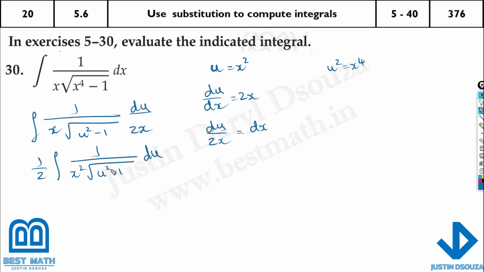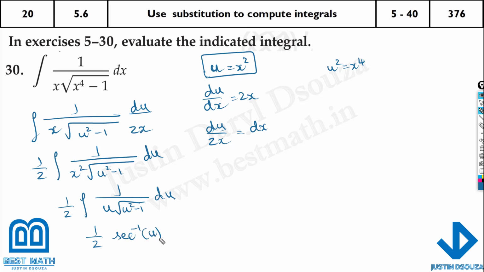Now we cannot solve this because you have x and u. We need to get everything in terms of u, but we know u value is x squared, right? So I can write this as half integral 1 by u square root u squared minus 1 du. Now you might remember the identity. 1 by u square root u squared minus 1 is secant inverse, right? So half of secant inverse of u plus c. This is the answer. But u was assumed to be x squared, so I just write 1 by 2 secant inverse of x squared plus c. This is the final answer.